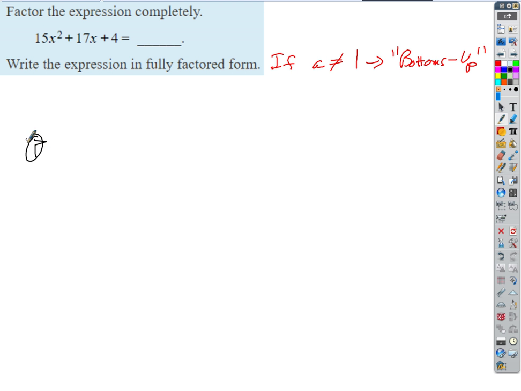The first step in bottoms up is we're gonna write our preliminary factors, right? So we're gonna make it look just like we normally would, right? But the magic numbers are a little different. How do we calculate magic numbers? What are the values of A, B, and C here first? 15, 17, 4.